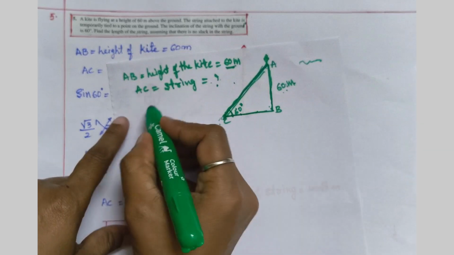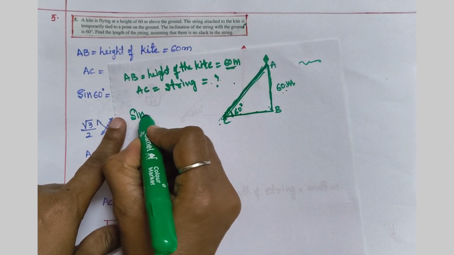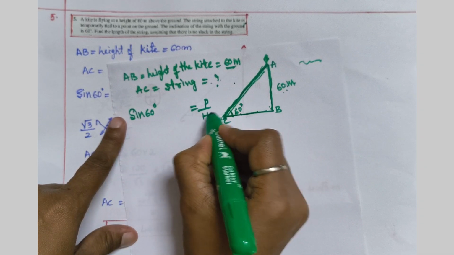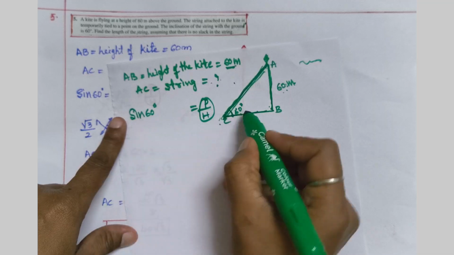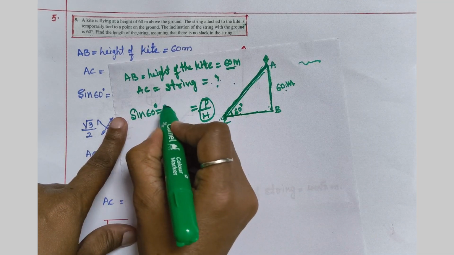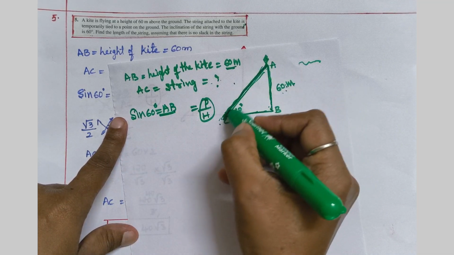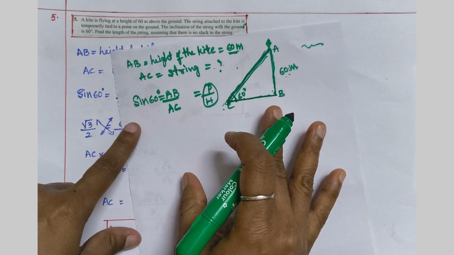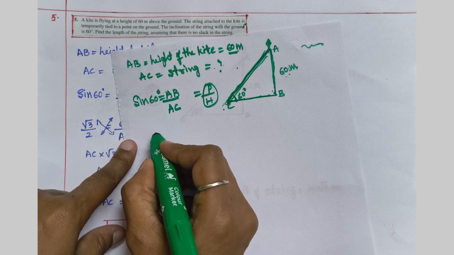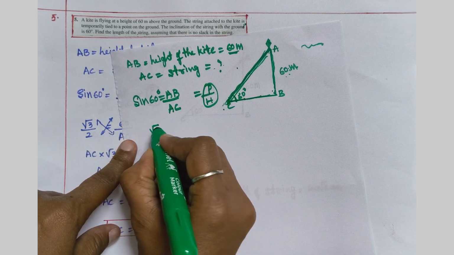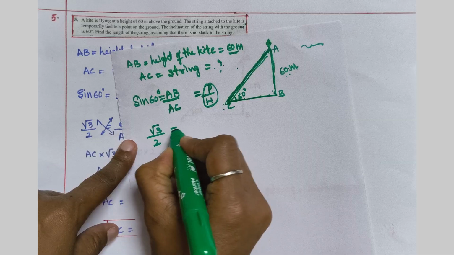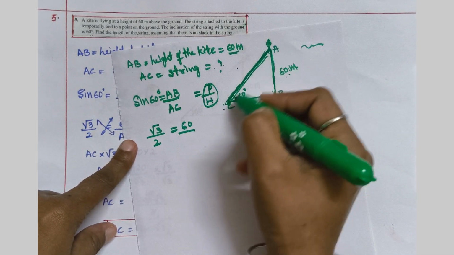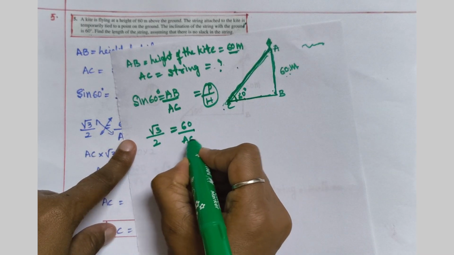Okay. Now I am using sine. Sine 60 degree. Sine means perpendicular by hypotenuse. What is the perpendicular? AB is the perpendicular. Next, what is the hypotenuse? AC is the hypotenuse. Now, what is the sine 60 value? Root 3 by 2. Next, AB value is 60, divided by AC value, which we don't know. Right, as it is, AC value.